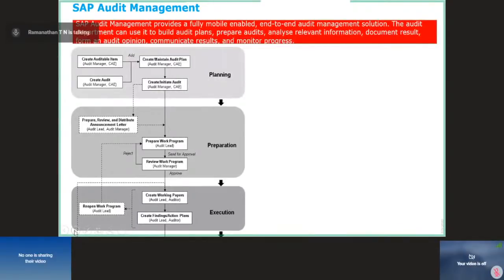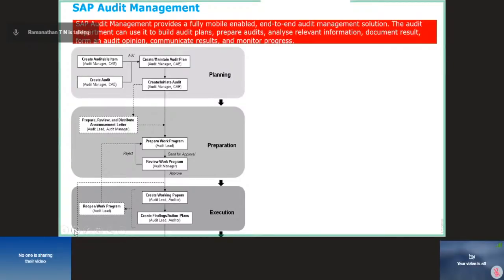Planning the audit, where typically you identify the auditable item, who is to audit, what has to be done, and all that. Or the audit plan: create an audit, then identify and initiate the audit. Once you initiate it, then comes the audit work plan, and then you will have the roles and responsibilities defined for each of these activities, and then review the work program.